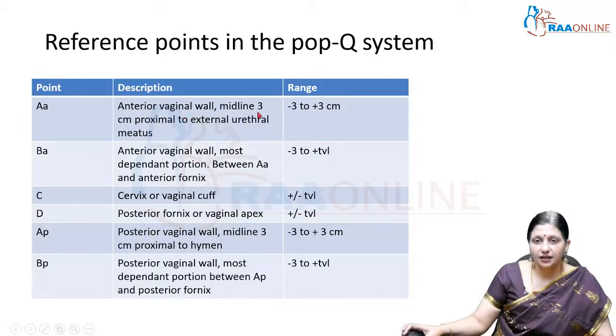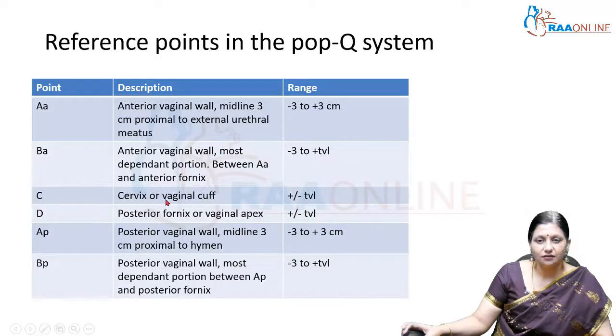Point Aa is in the anterior vaginal wall, 3 cm proximal to the external urethral meatus, and it can range from -3 in a normal individual to +3 in a completely prolapsed patient. Point Ba is the most dependent part of the anterior vaginal wall. It can range from -3 to plus the total vaginal length.